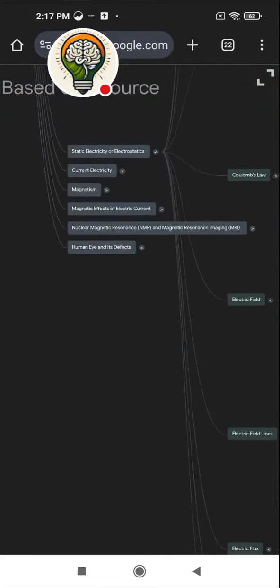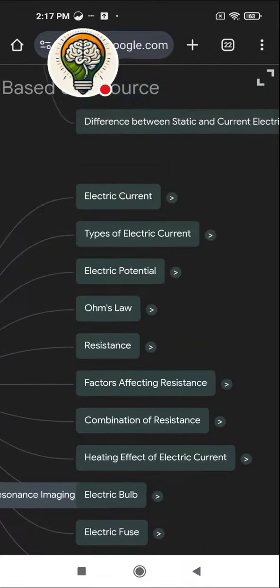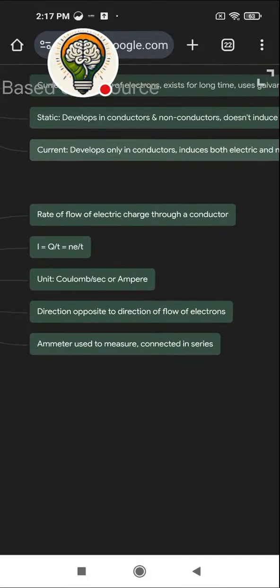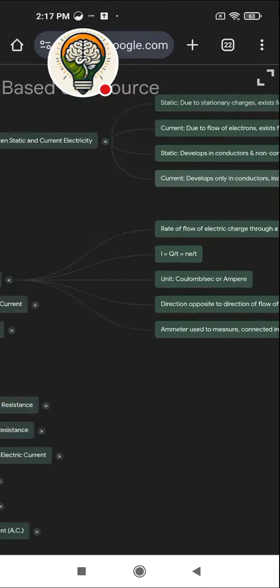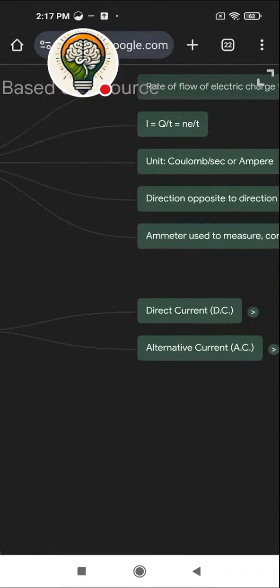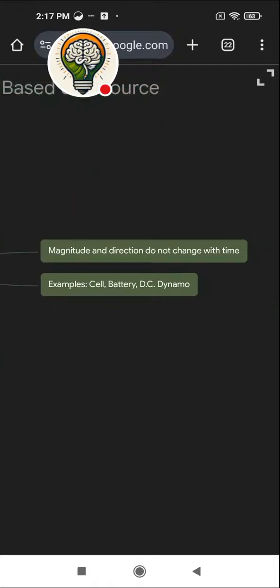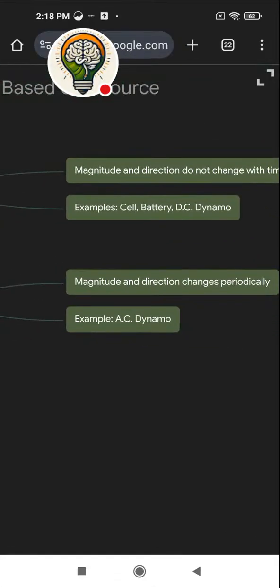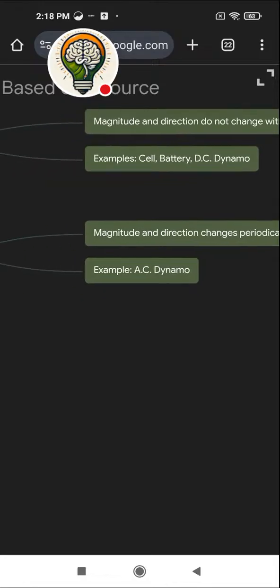Then current electricity. The electric current is the rate of flow of charge through a conductor, I equals q by t, unit coulombs by second or ampere, direction opposite to the direction of the flow of electrons. Ammeter is used to measure it, connected in series. Then the types of electric current. Direct current DC, magnitude and direction do not change with time, example cell, battery and DC dynamo. And alternating current AC, magnitude and direction change periodically, AC dynamo.